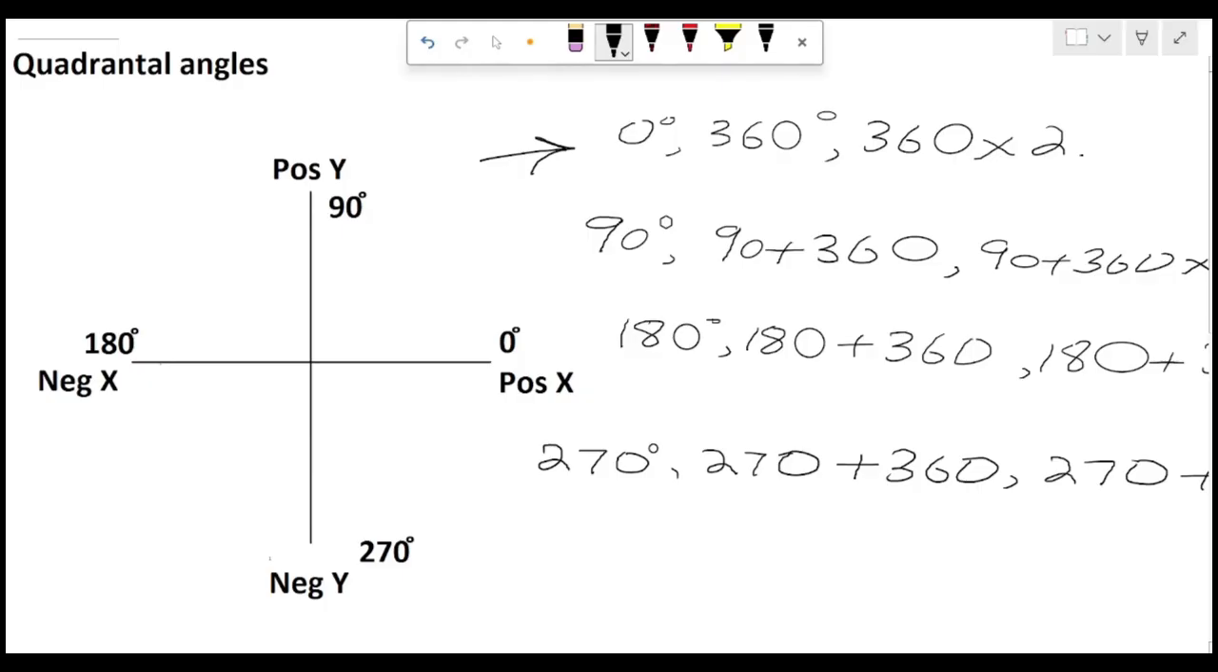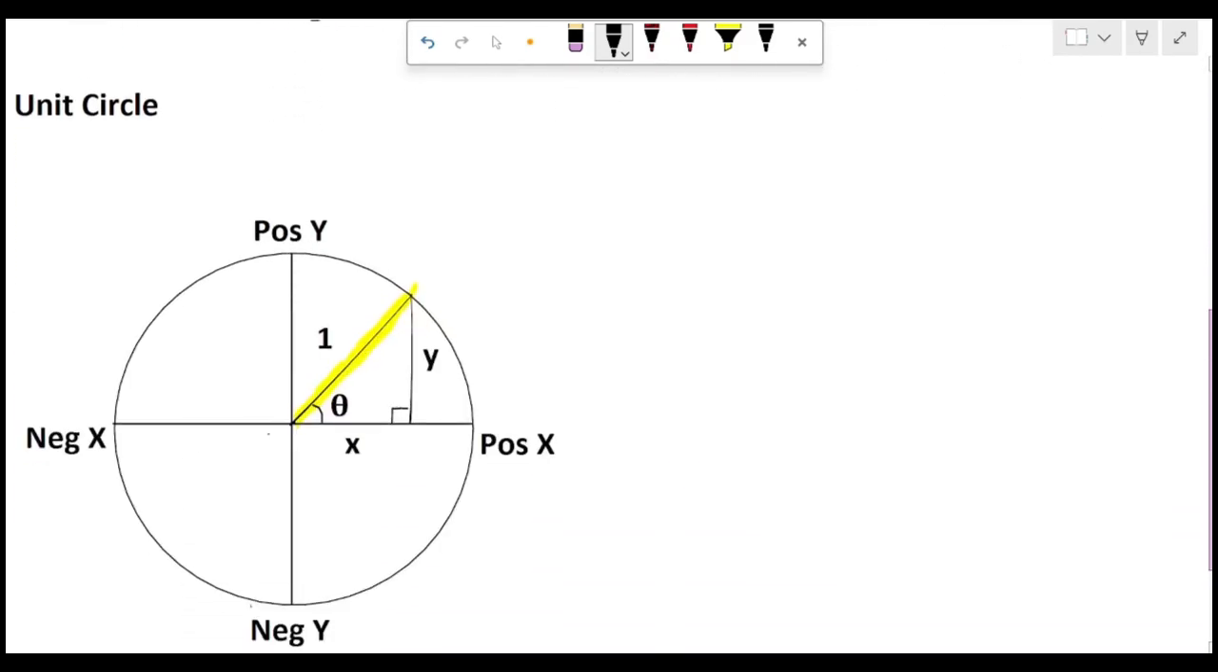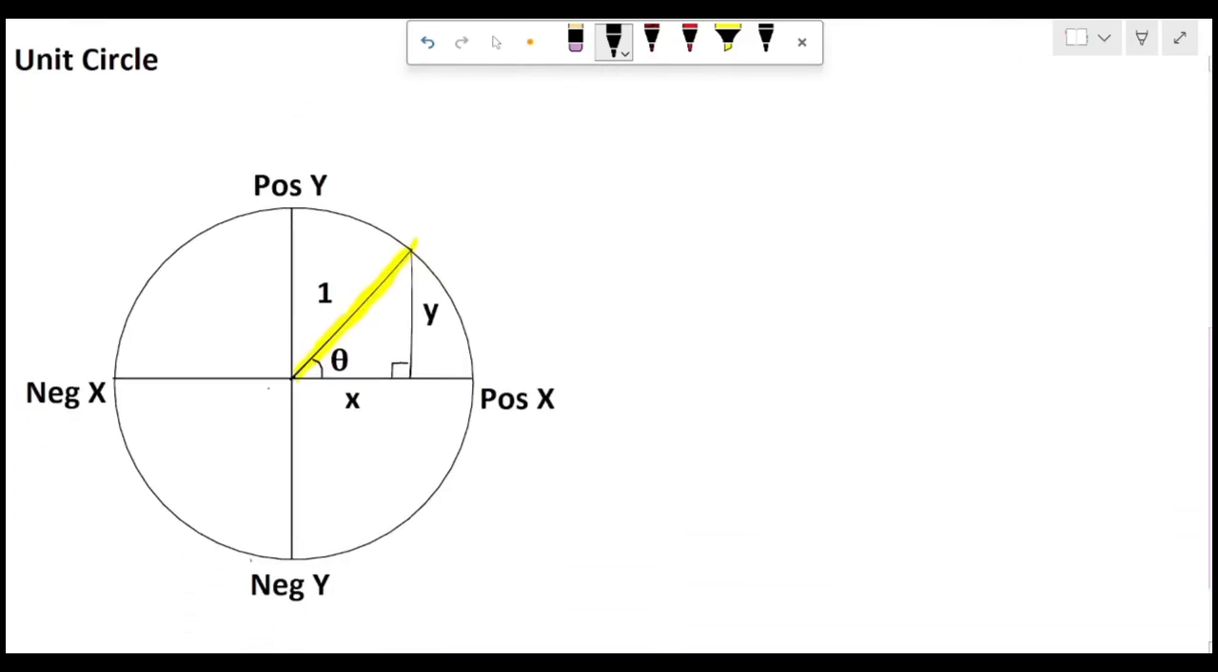Now, let's move on to the unit circle. What is a unit circle exactly? A circle whose radius is of 1 unit is called a unit circle. In standard position, the center of a unit circle is O, and O represents the origin.